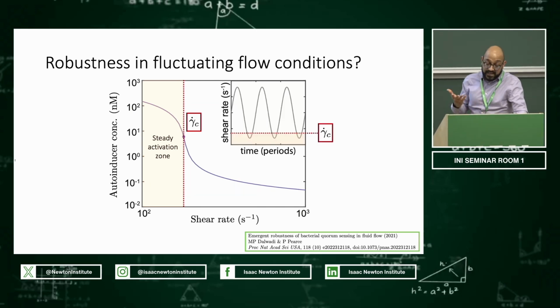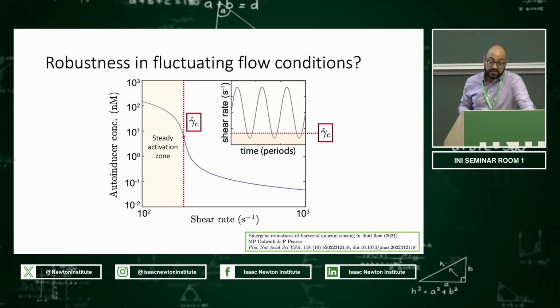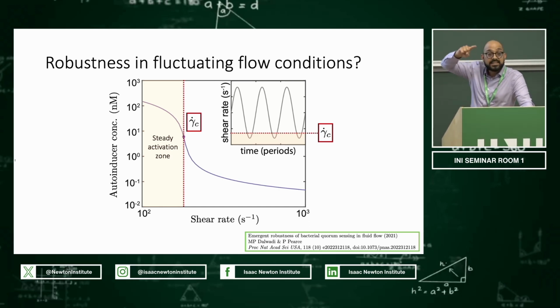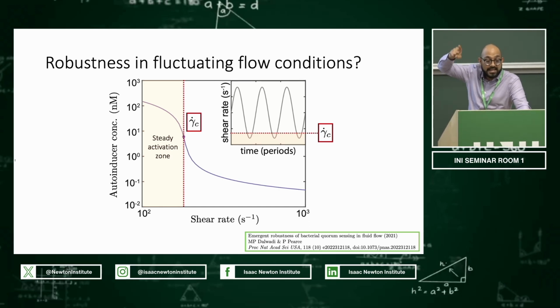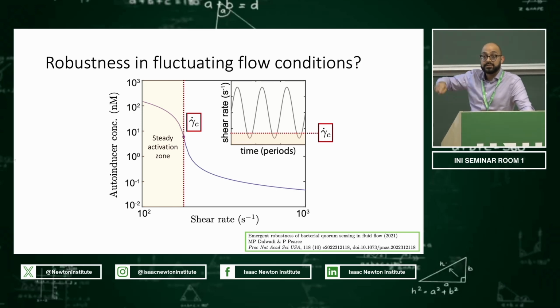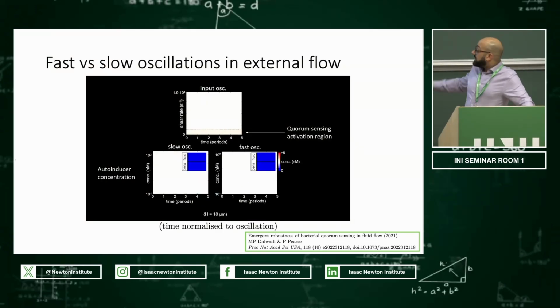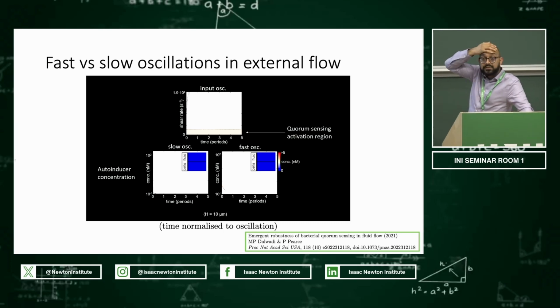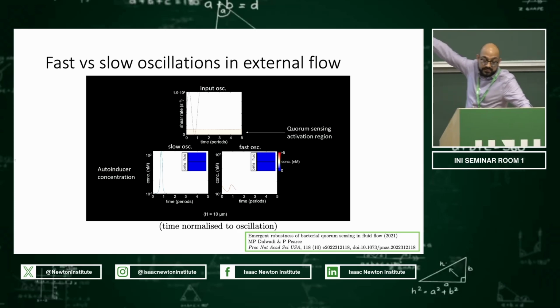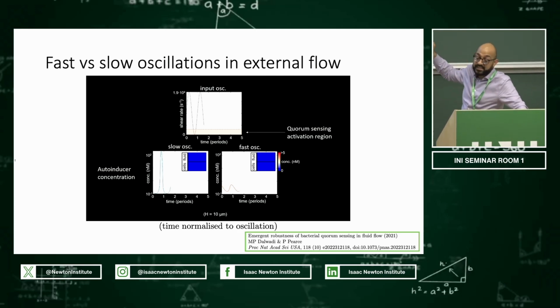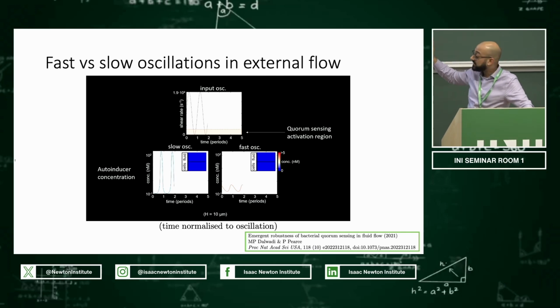Well, we can just test whether this can be observed in the model numerically. We just need to oscillate the external imposed shear rate in and out of the activation zone. And so this is a simulation of the autoinducer response in oscillating flow conditions. At the top, you're seeing the fluctuating input of the external shear rate, and at the bottom, you're seeing the output, which is the autoinducer concentration for 2 different oscillation rates.